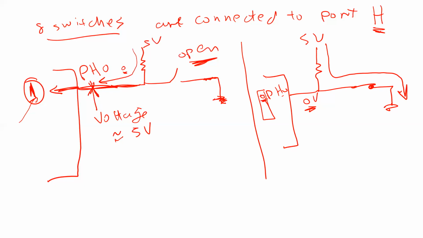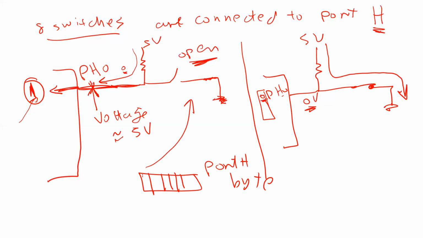Okay, so at the end, what we are doing is we have a byte for port H. Every bit in this byte can tell you if the switch is open. So if it is 1, it means the switch is open. If it is 0, it means the switch is closed. Okay, guys. I explained hardware. I explained the circuit. Also, I explained how it looks in software. In software, if the bit is 1, that means the switch is open. If it is 0, the switch is closed.